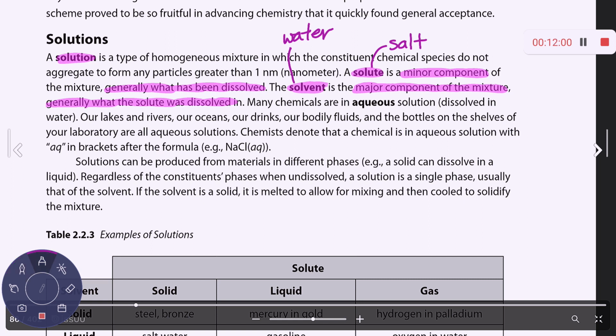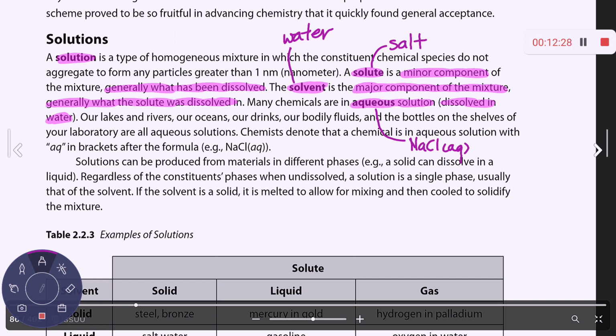Okay, when something is dissolved in water, we say that it is an aqueous solution. So an aqueous solution will often have an (aq) after it in parentheses, indicating that it is dissolved in water. Okay, most of the stuff that we deal with in nature is going to be dissolved in water. I think that's all I have to highlight on that.